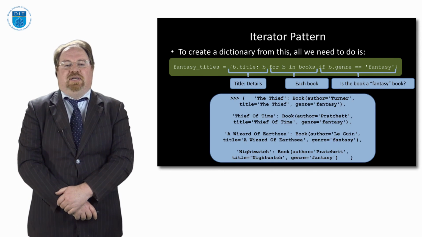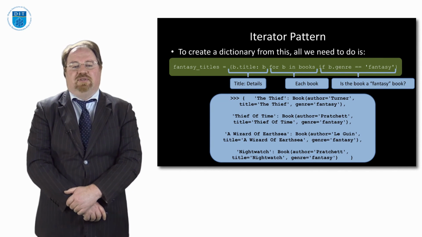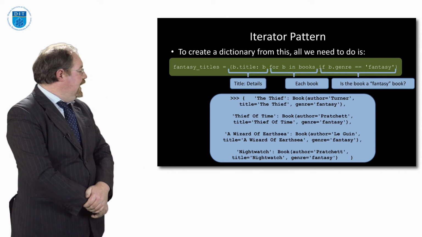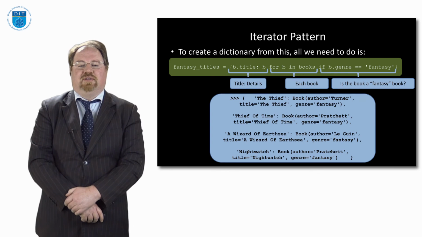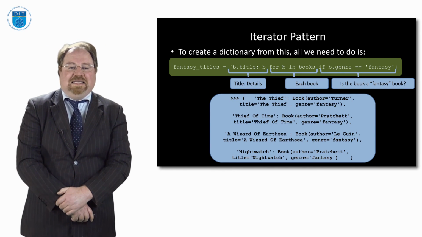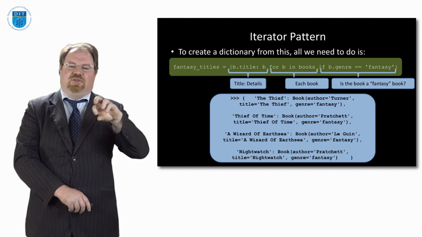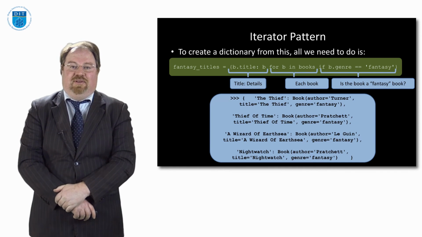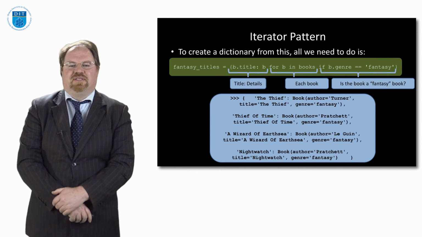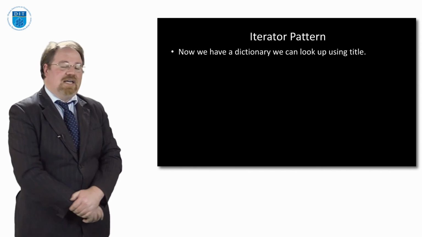So it'll give us all the fantasy books. It'll give us The Thief by Turner, it'll give us Thief of Time by Pratchett. It'll give us A Wizard of Earthsea by Ursula Le Guin. It'll give us Night Watch by Pratchett. So then if we want to search all the titles that have the name Thief in it, we don't have to go into the book objects themselves, we just investigate the labels, which is a lot faster and a lot better way of doing things, a lot quicker for us. So we have a dictionary that can look up on the basis of title.